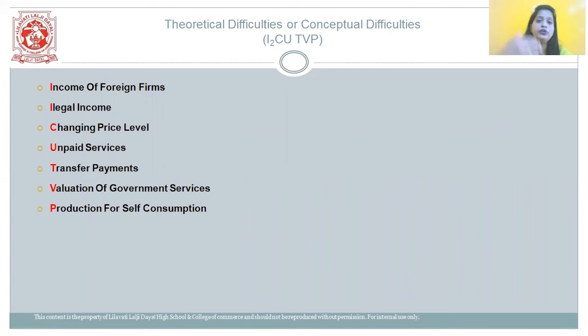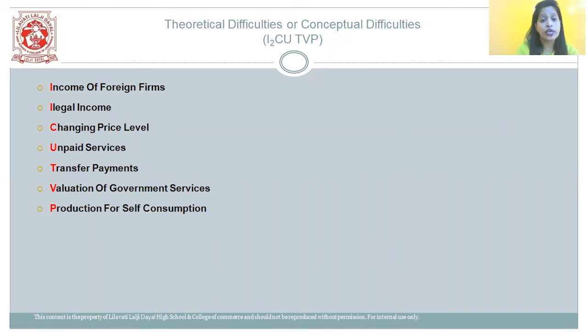So first, now you're going to remember this answer. You have a code word: ICU, TVP. Now ICU, so there are I squared, two I's. Here, students, the first point is the income of foreign firm. What is happening? Your income needs to be considered as the income of the nation.